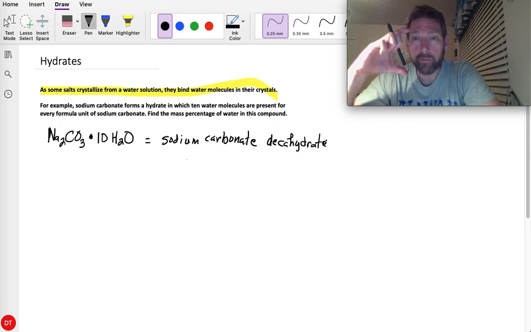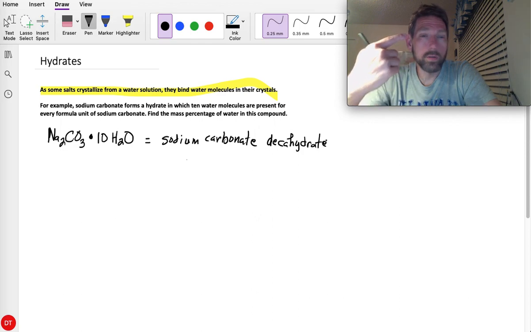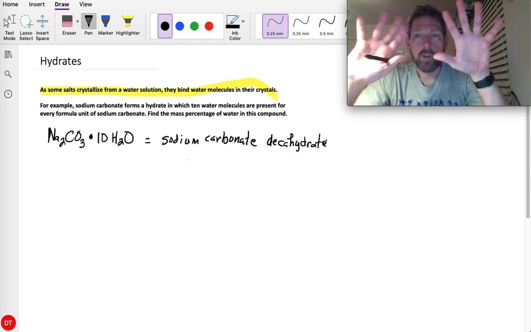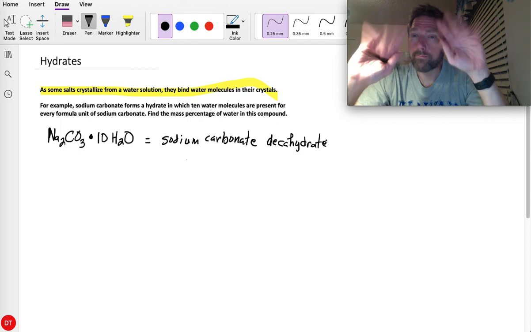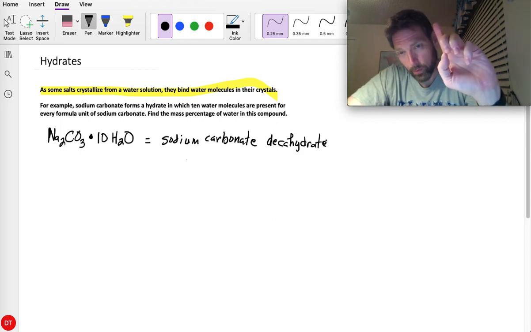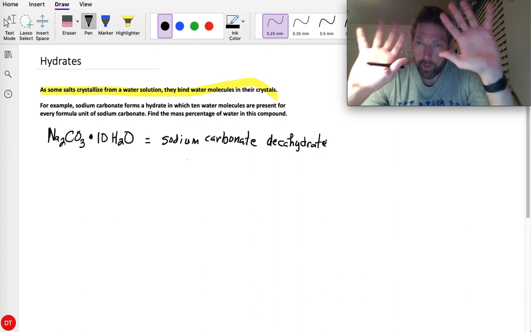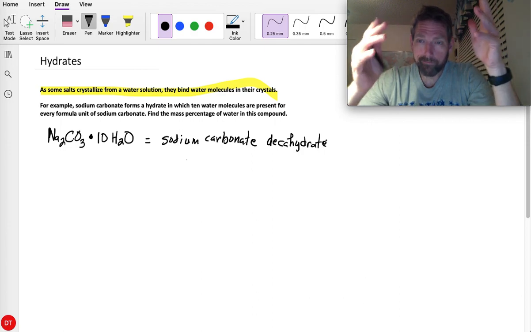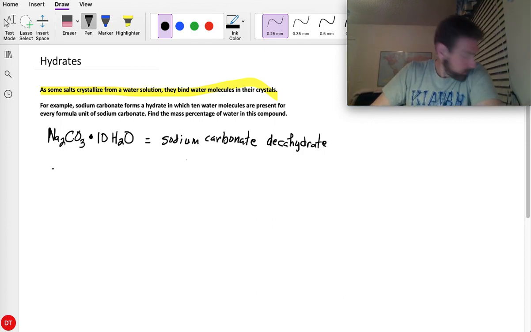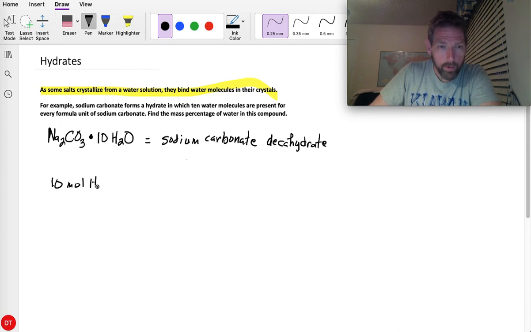It doesn't matter. The ratio of what you got is the same. So there's always going to be 1 sodium carbonate for every 10 water molecules. So there will always be 1 mole of sodium carbonate for every 10 moles of water. So let's write this down. We know that we have 10 moles of water.